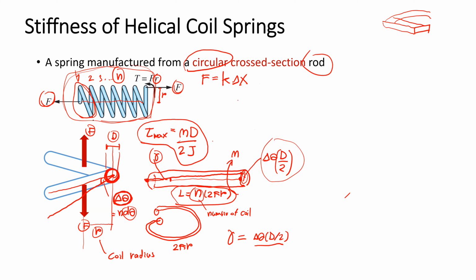of the rod. The total length of the rod comes from the number of coils multiplied by one revolution length of the coil. The number of coils and one revolution length of the coil is 2 pi r, where r is the coil radius and d is the rod diameter.